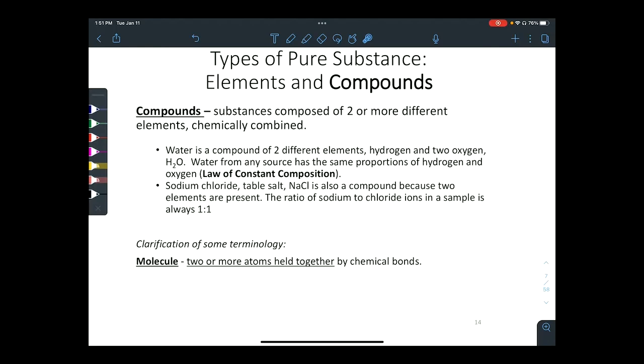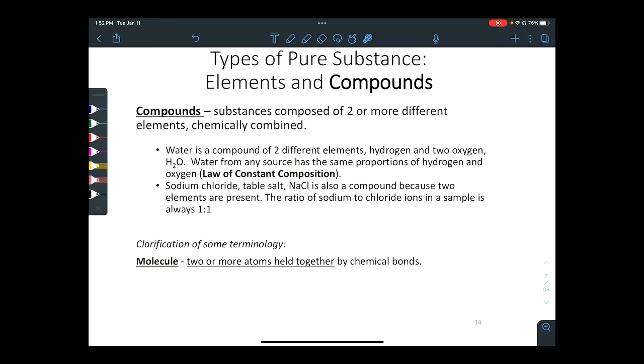So what you see here is a clarification of some terminology. We talked about elements and how they have atoms, that's their smallest unit. When we start combining elements into compounds, the smallest unit of a compound is a molecule. A molecule is really just 2 or more atoms held together. So it's no longer an atom. When you chemically combine things, you start to form molecules, but we're still thinking about a single unit. We can pick up a single H2O molecule.